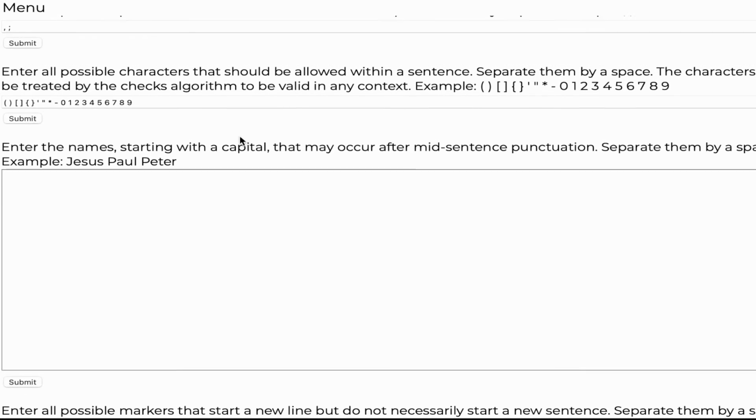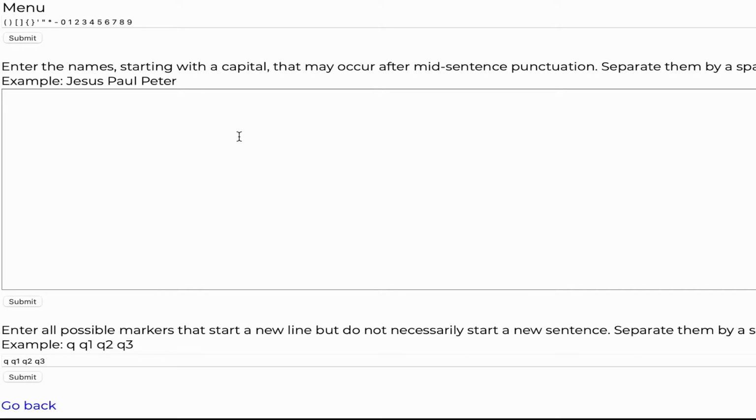Another setting is for entering the names, starting with a capital, which may occur after mid-sentence punctuation. For example, in those days, John the Baptizer came. This sentence has a comma, followed by a capital. Bibledit thinks that capitals should be at the start of a sentence, not in the middle. So by entering the name of John in the settings, and saving it, Bibledit makes an exception for the word John if it follows a comma. If it sees the sentence in those days, John the Baptizer came, it notices the comma, then the name John, and thinks that this is okay.